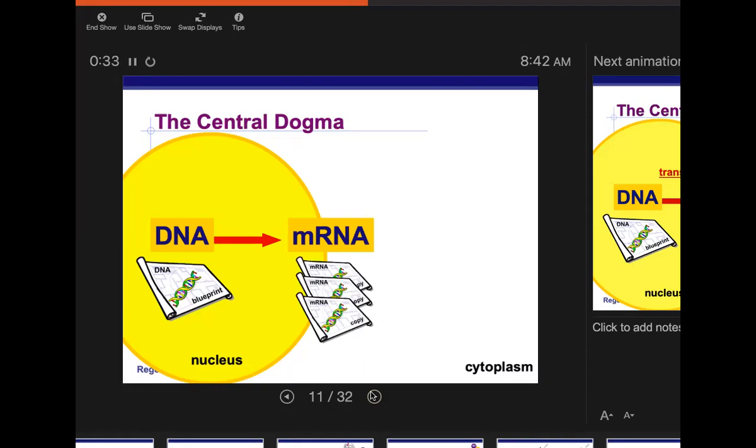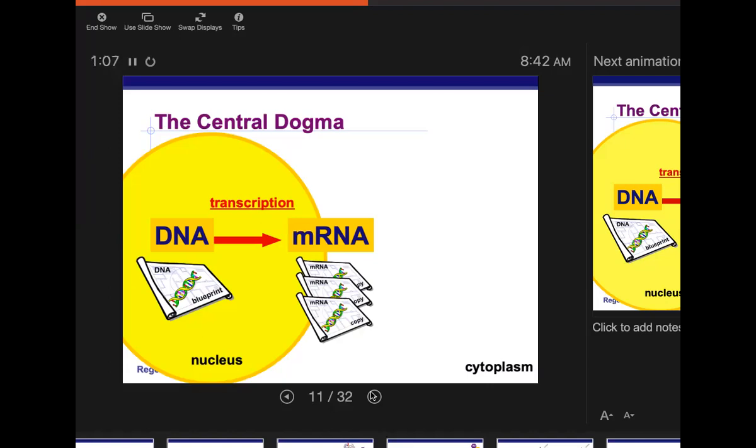The first process is called transcription. And in transcription, which occurs in the nucleus, the DNA is copied and turned into mRNA. Now, remember, the DNA cannot leave the nucleus, it's protected there. So the copies, the mRNA, can leave the nucleus. And we call that, of course, transcription.